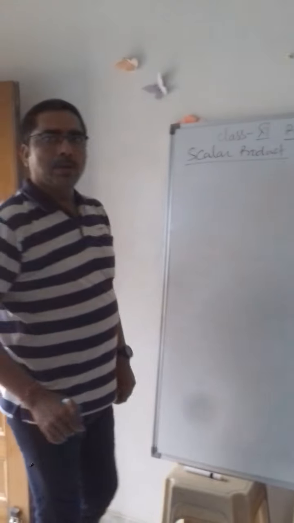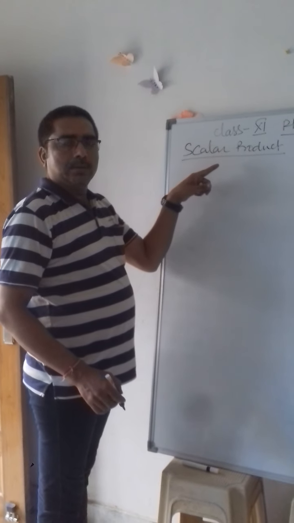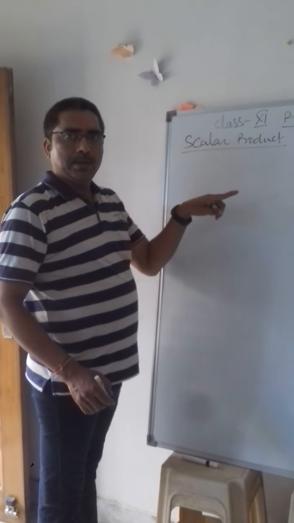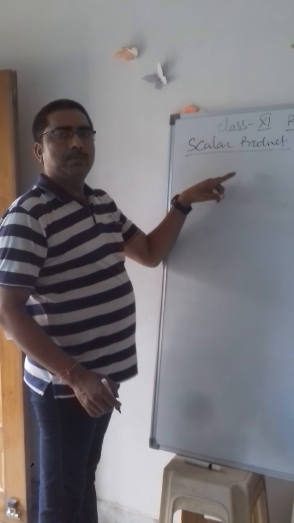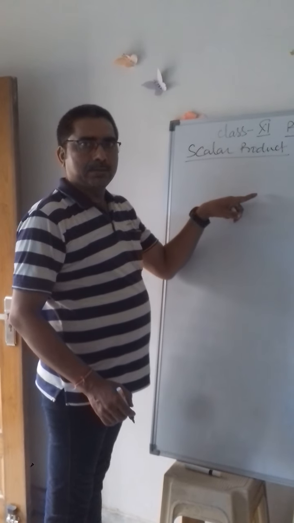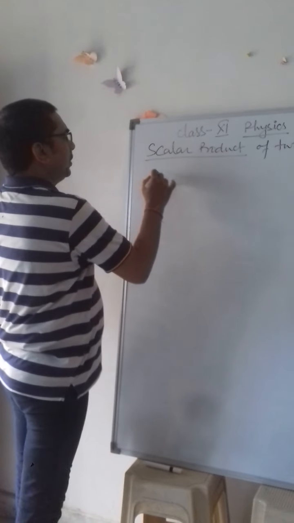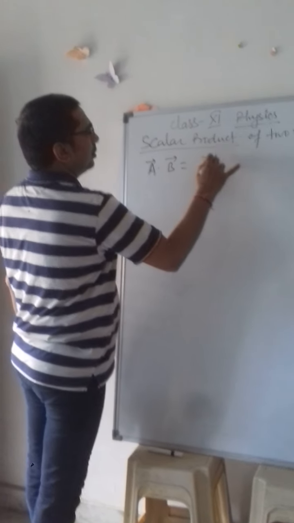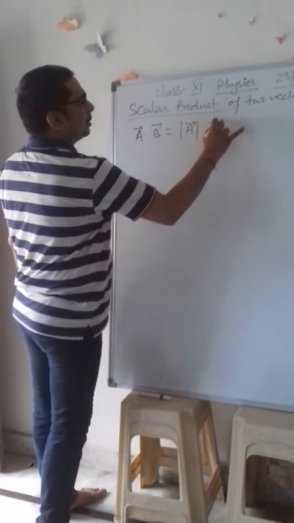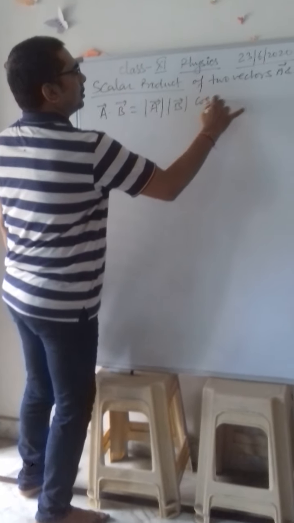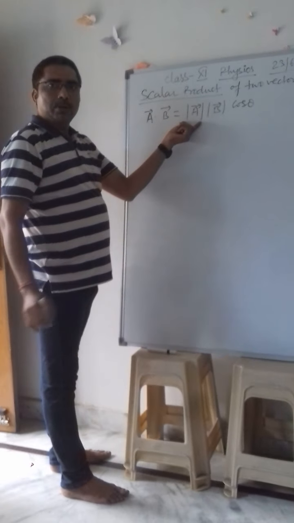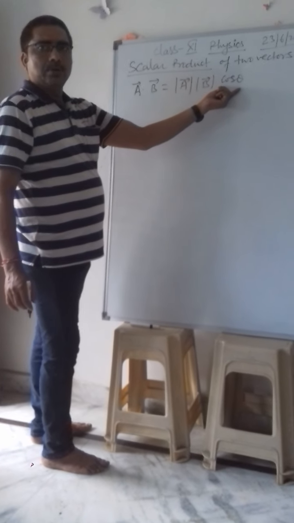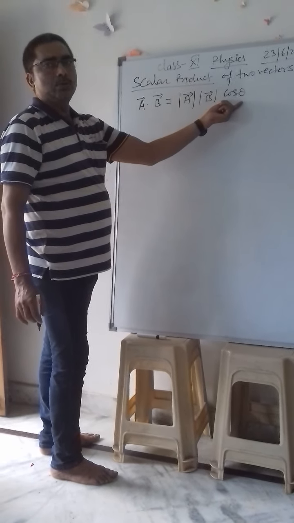What is the scalar product? It is defined as the product of the magnitude of vector A, the magnitude of vector B, and the cosine of the angle between the two vectors. That means vector A dot vector B is equal to mod of vector A, mod of vector B, cos theta. Here this is the magnitude of vector A, this is the magnitude of vector B, and this is the cosine of the angle between the two vectors.